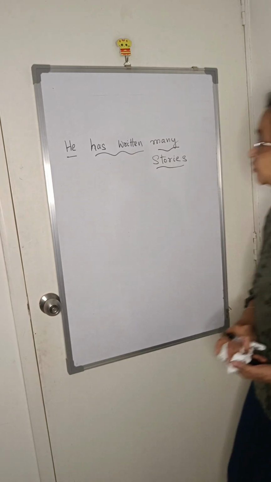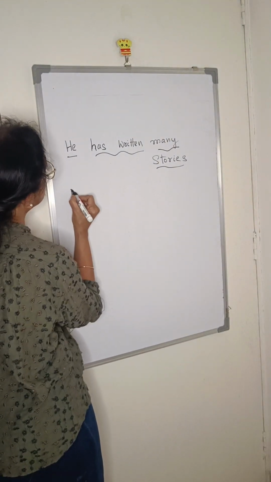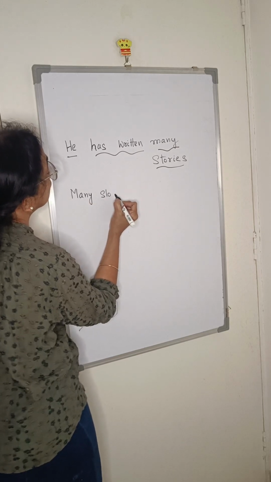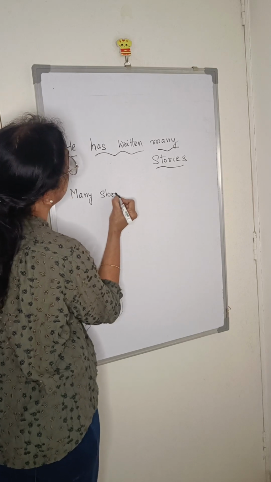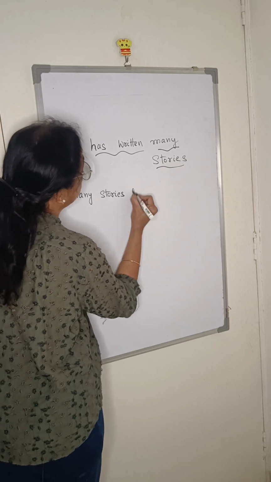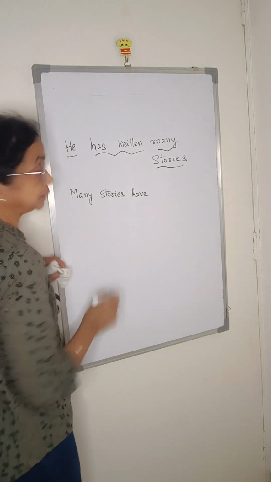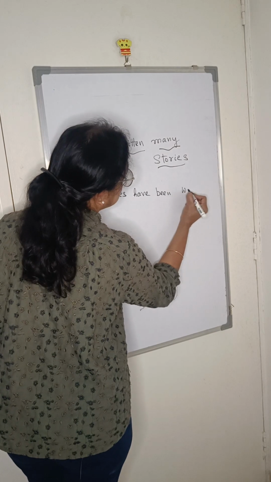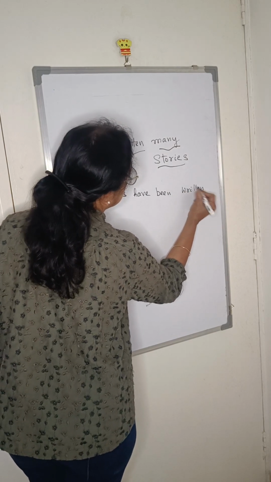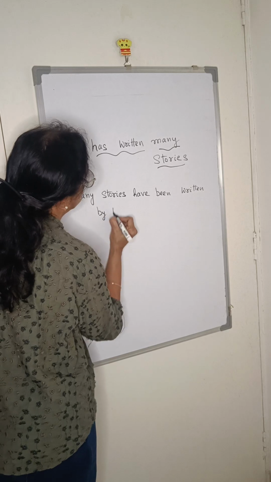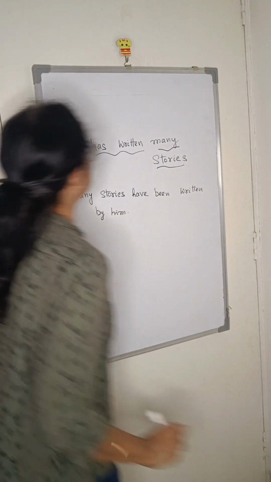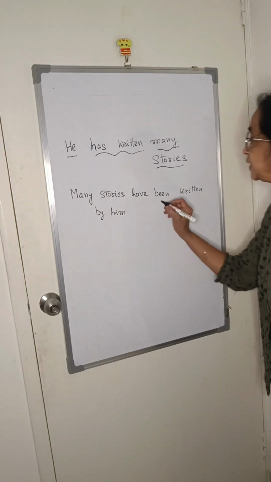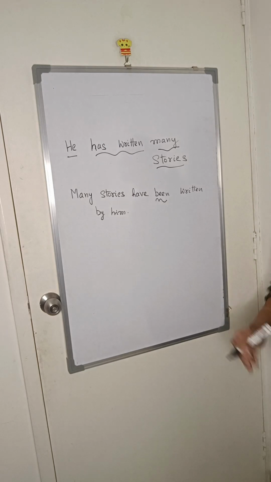So what is the passive voice? Many stories. Sorry, here many stories is plural. Many stories have been written by him. Okay. Many stories have been written by him. When have, has, had come, been will come.